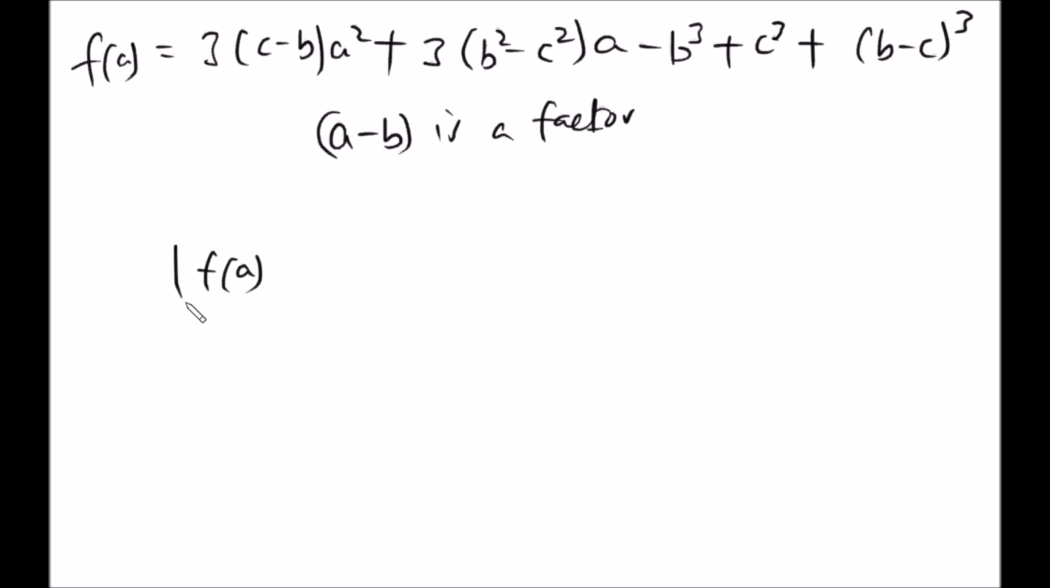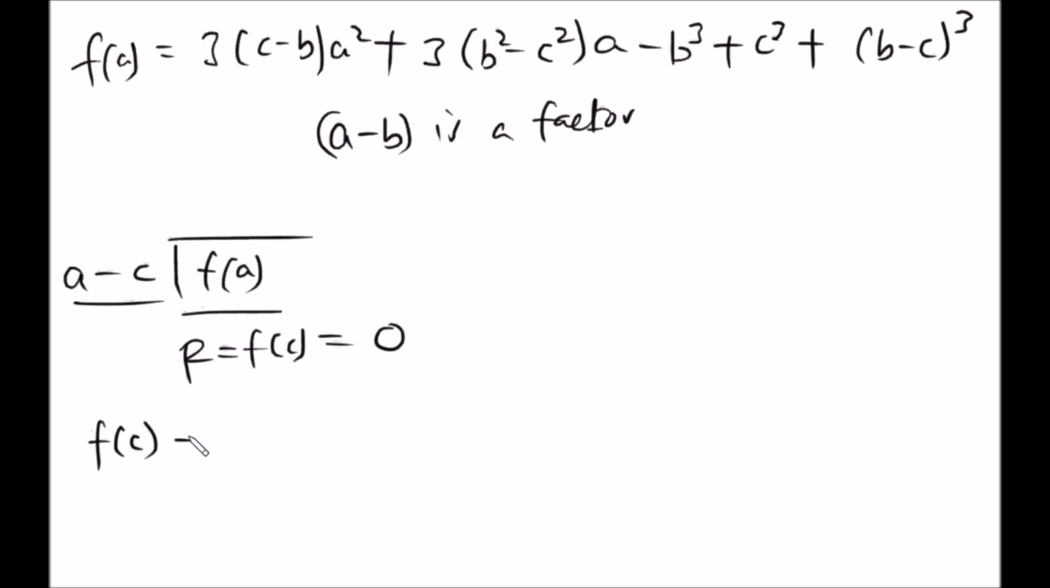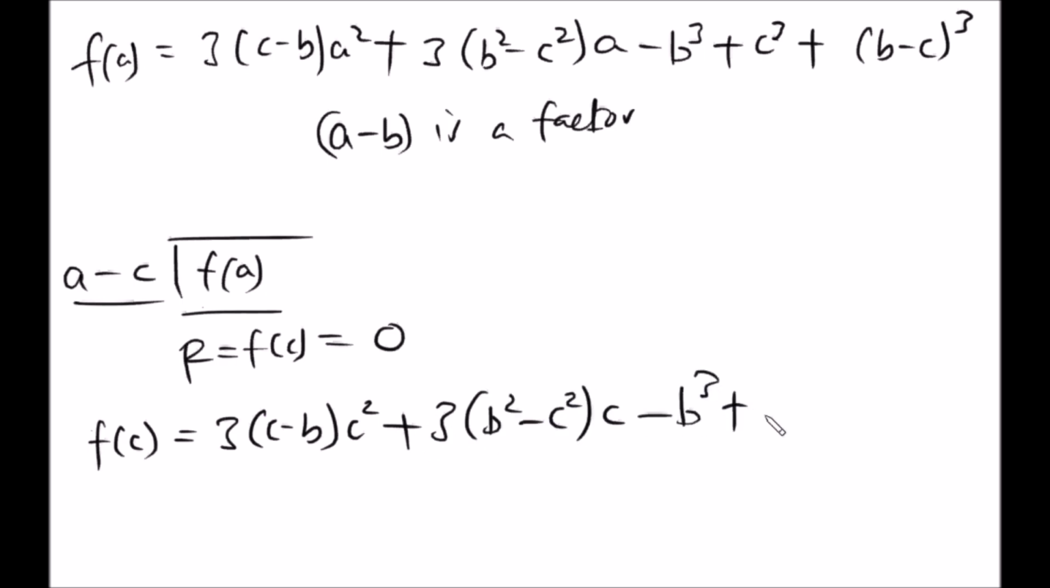So now nataka kuitest a minus c. Kwa kama nikichukua hii polynomial f of a divided by a minus c, remainder nitakayopata ambayo ni f of c according to the remainder theorem ikiwa ni 0, basi a minus c ni nini? Ni factor. So let's test now if f of c is 0. Mahali kwenye a hapa niweke c. Kwa hiyo itakuwa ni 3 c minus b times c squared plus 3 b squared minus c squared times c minus b cube plus c cube plus b minus c cube.